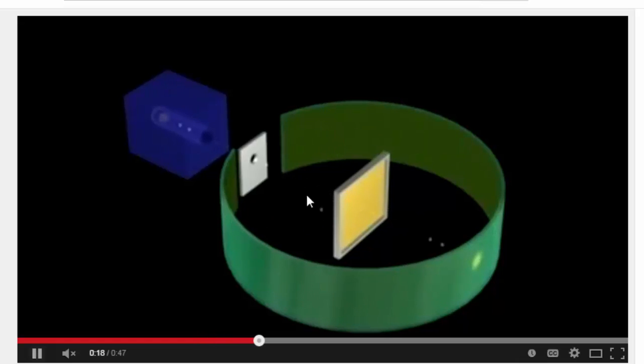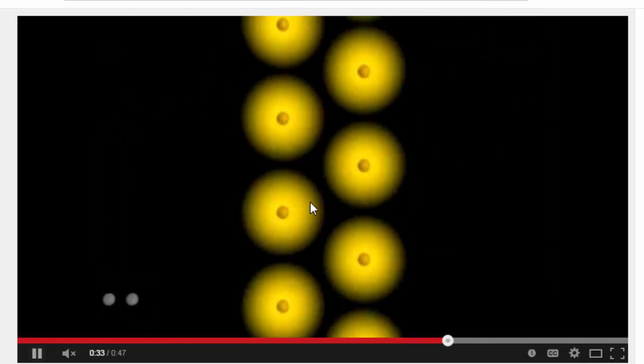It was like they were rebounding off of something. So while most of them did pass through without any deflection, some of them were deflected a little bit left and right, and some of them were deflected almost straight back. And this made Rutherford think, well, they've got to be running into something, but most of the space has got to be empty. And so if they're running into something and bouncing off of it, that something must be massive compared to them.